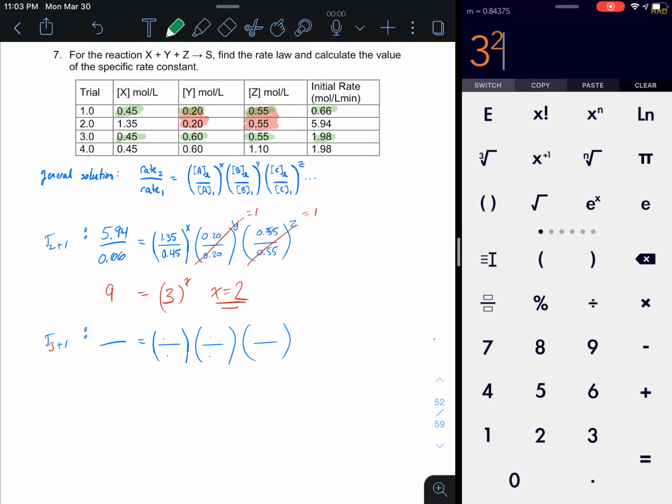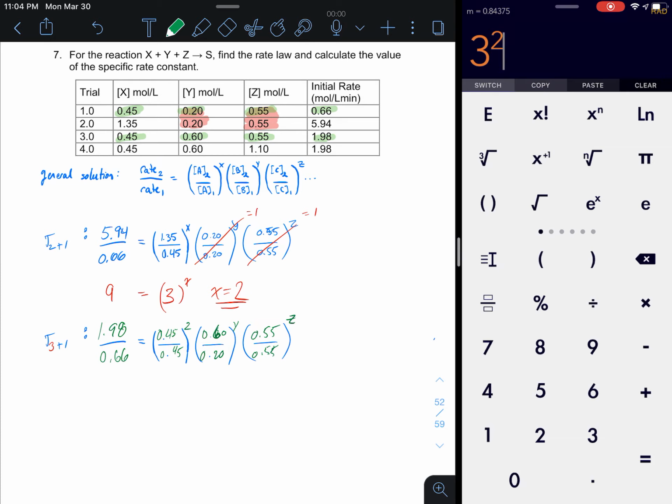And I guess I started us off with green, so let's try going with green. So 1.98 over 0.66. And in the slot for x, I'm going to put 0.45. It is raised to the power of 2 now, not that that matters. In this example, 0.60, 0.20 to the power of y. And then 0.55, but it's to the power of z.